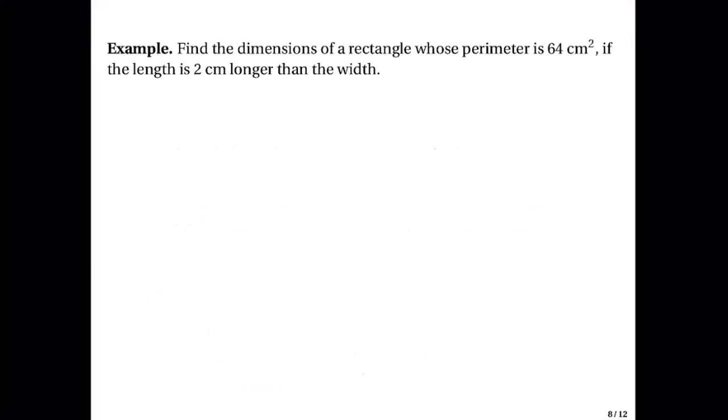Let's do some more word problems here. Find the dimensions of a rectangle whose perimeter is 64 cm. So this guy here, it's just cm, not cm squared. Find the dimensions of a rectangle whose perimeter is 64 centimeters if the length is 2 centimeters longer than the width.